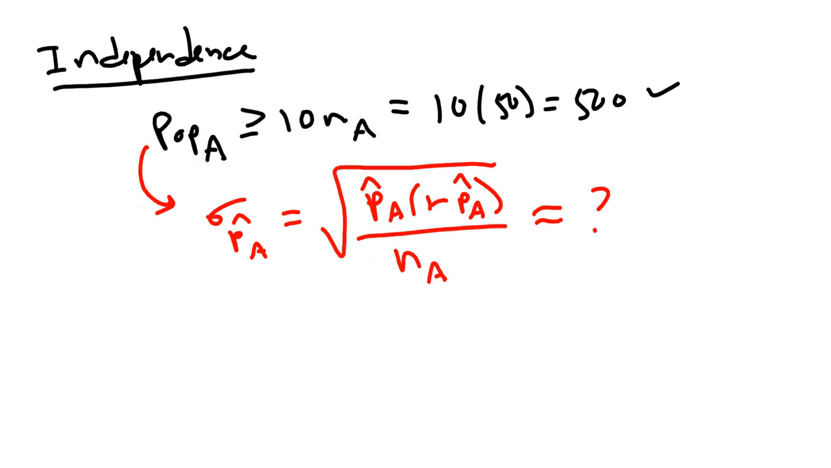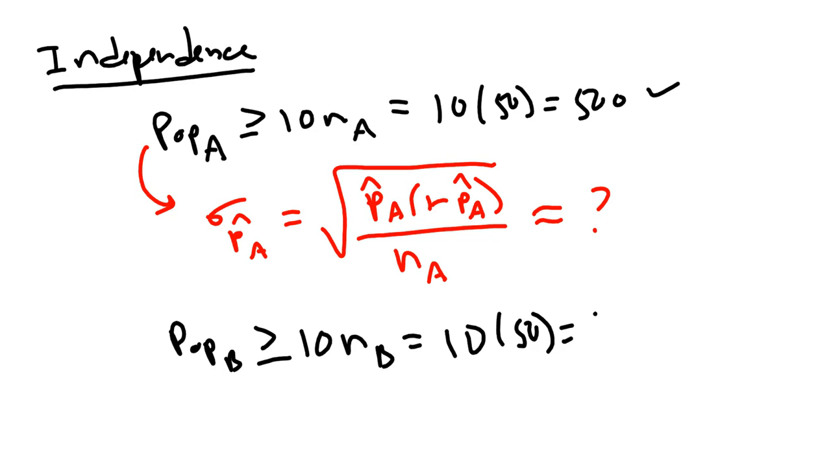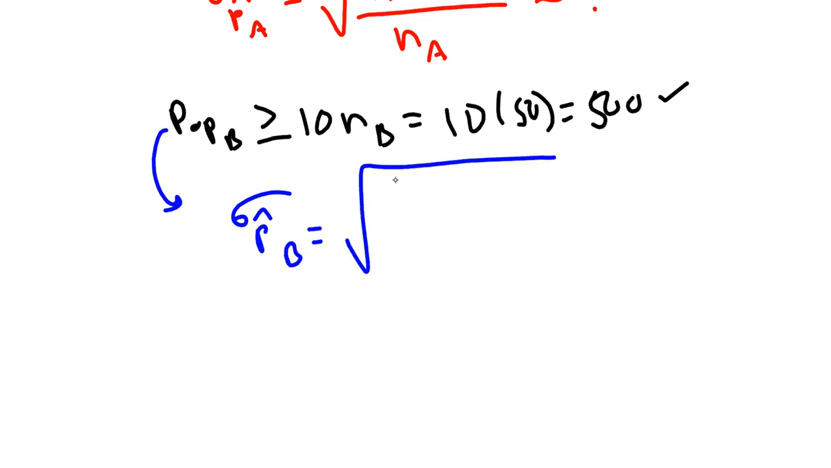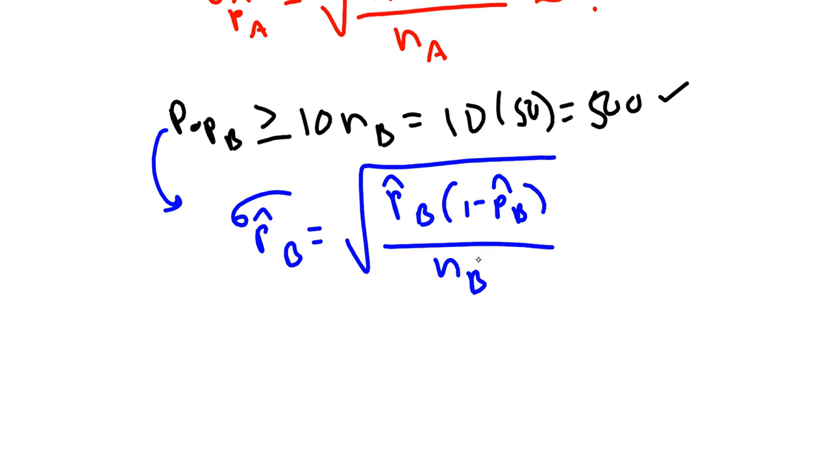The second thing you need to check is, again, for the population of people who have had instructor B, is that greater than or equal to 10 times the sample size of students who had instructor B, which is also 10 times 50 in this particular problem, which is 500. And again, what that would do is, now you can do the standard deviation of p hat sub B, which would be the square root of p hat sub B times 1 minus p hat sub B over n sub B. And that would also be some kind of number.